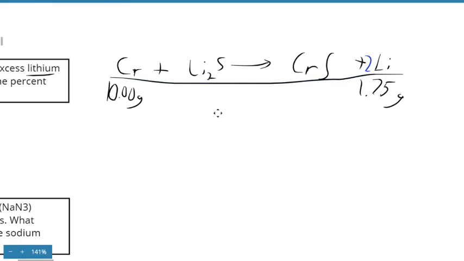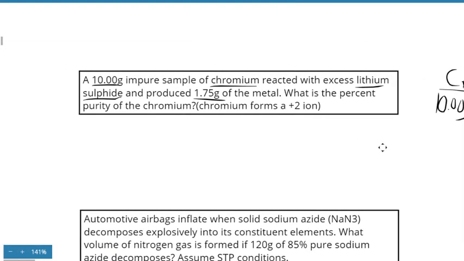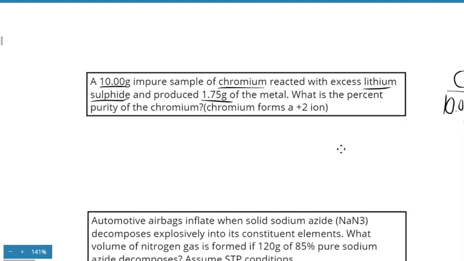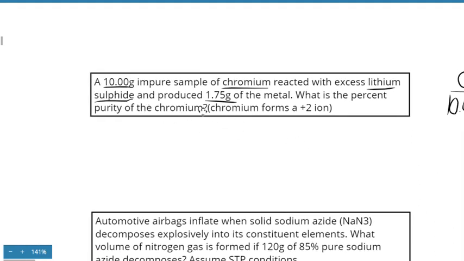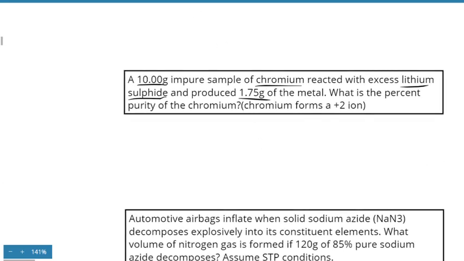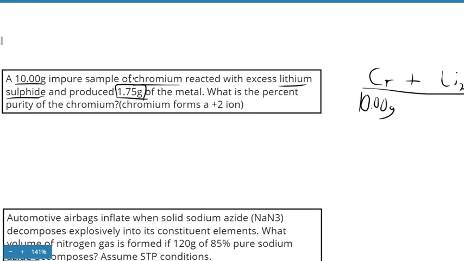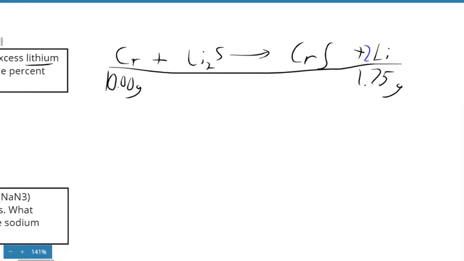Okay, now we're looking for the percent purity of the chromium. So the important value here is the 1.75, because we don't know how much of the 10.0 grams is reacted, but we know the 1.75 grams, that's all being reacted from the reactants. So that's the more important value. So first we take 1.75 and convert it to moles.